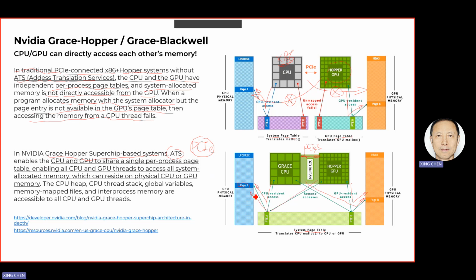Okay. So this is the feature we have. As I have mentioned, you have 512 gigabytes of LPDDR5 memory here, and you have 96 gigabytes of HBM memory here, and the total is 600 gigabytes of memory. So the CPU and the GPU, both of them can access all the memory with this kind of extended PCIe ATS service. Right now it happens.